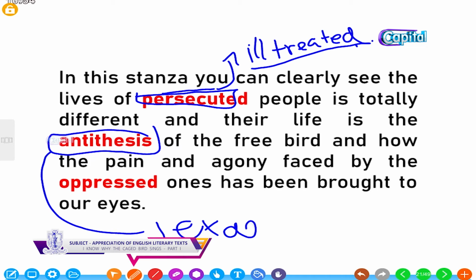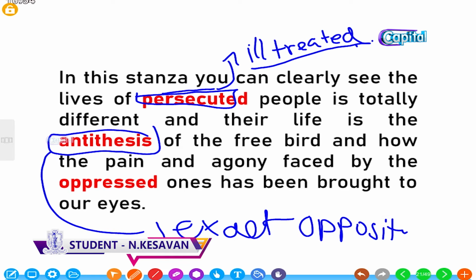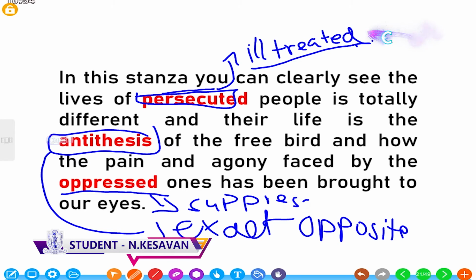exact opposite is the meaning of the word antithesis of the free bird, and how the pain and agony faced by the oppressed ones has been brought to our eyes. Oppressed. Instead of suppressed, we can also use the word oppressed. The pain and agony, the metaphor usage for the pain and agony, and the antithesis of the free bird.